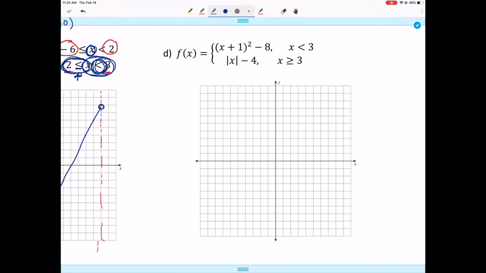All right, last one. Okay, we'll do our vertical line.